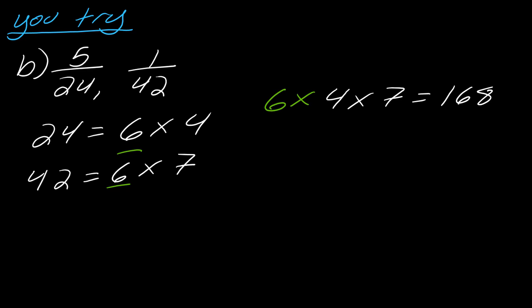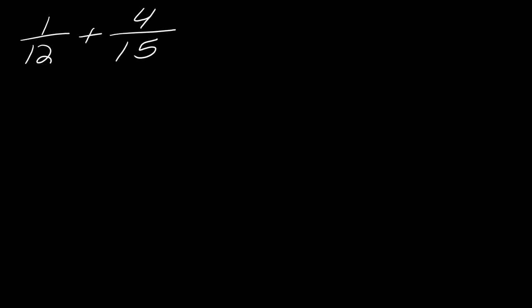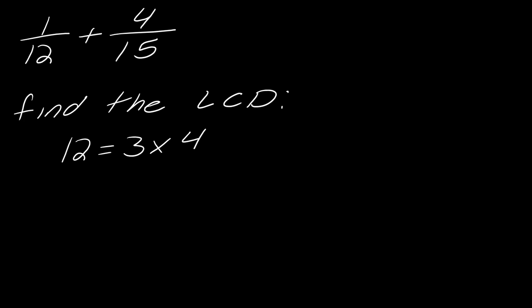Okay, so now that we've got the LCD down, now I want to pivot to what happens with addition and subtraction. So if you've got an addition or subtraction problem, of course, the first thing that you're going to want to do is find the LCD. So in this case, between 12 and 15, the largest number that would divide both would be 3. So I'm going to write this out. 12 is 3 times 4, and 15 is 3 times 5.